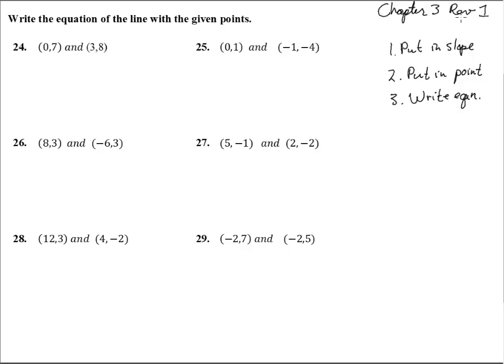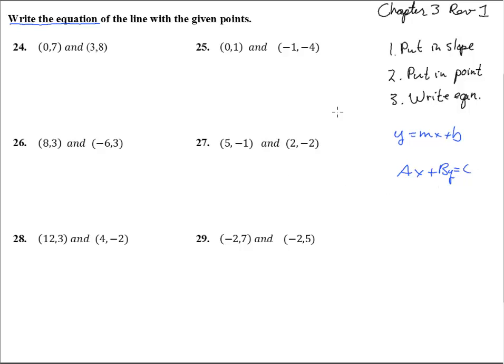Okay, here we are in Chapter 3, Review 1 with the problems 24 through 29. Now we're writing an equation of lines here. Now remember, we've got two different kinds. We have y equals mx plus b, or we have ax plus by equals c.